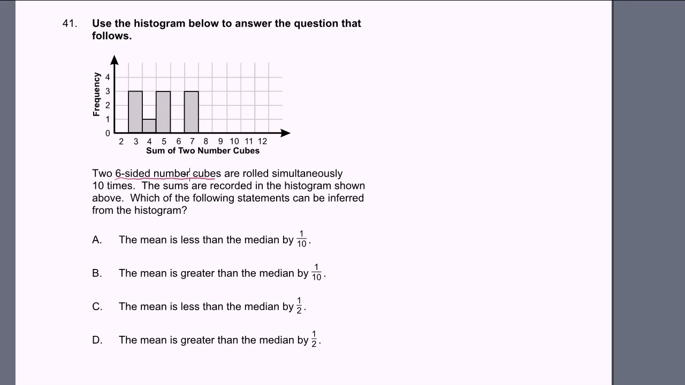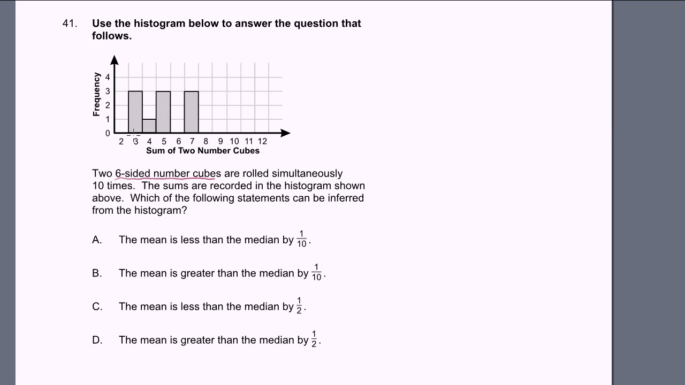So when you look at what's on the top of your dice and you add them up, they recorded the frequency of the different sums. Which of the following statements can be inferred from the histogram? The first one says the mean is less than the median by 1/10. They're comparing the mean and the median in every one of these choices. So we can actually look at this histogram and figure out all of the results that happened.